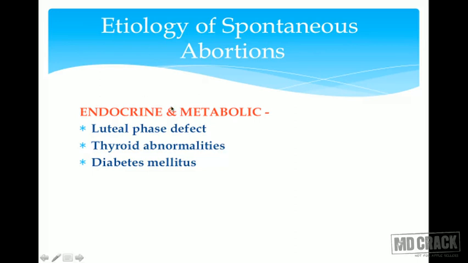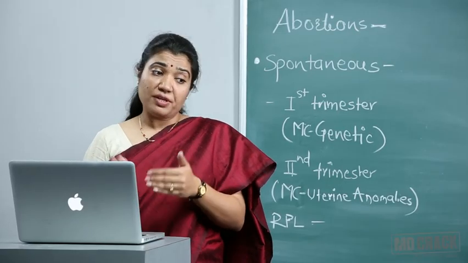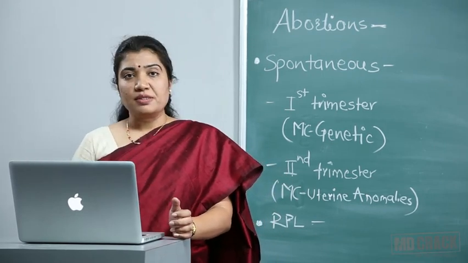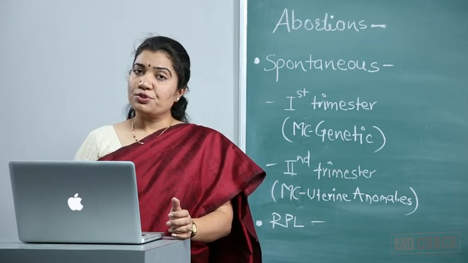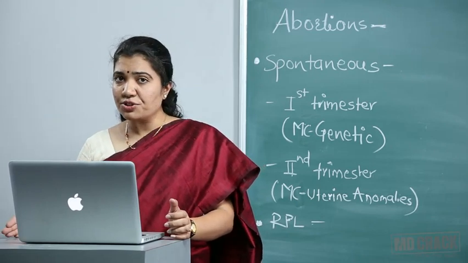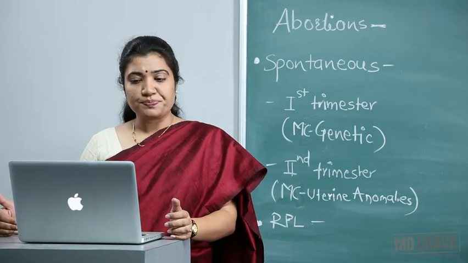Now what are these? They can be luteal phase defect, thyroid abnormalities, and diabetes mellitus. As you all understand, luteal phase defect is where progesterone is deficient. It's not present in the body as per the requirement. So the decidua where the implantation takes place is not in congruence with the pregnancy. And this deficiency of progesterone leads to defective decidua formation and thus defective implantation, and the pregnancy cannot go ahead and it gets terminated, that is abortion.